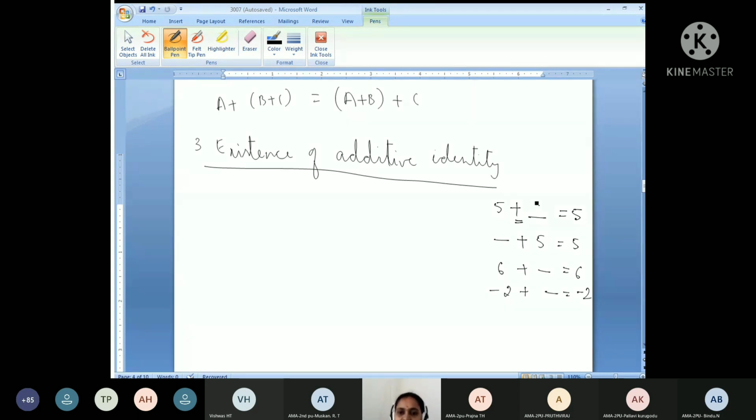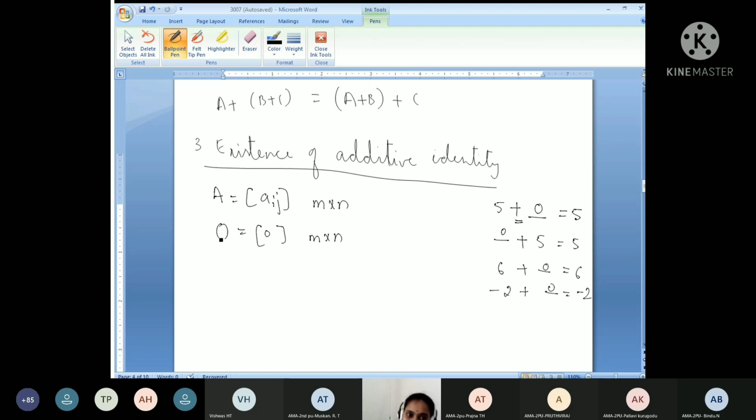What must be the answer here? 0. 5 plus 0 is 5, 0 plus 5 is 5, 6 plus 0 is 6, minus 2 plus 0 is also minus 2. Have you understood? Like that, in matrices, suppose A is a matrix of order m by n. Definitely, there exists a zero matrix of the same order m by n.